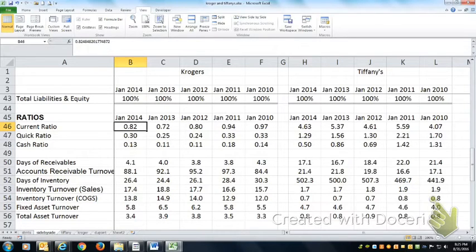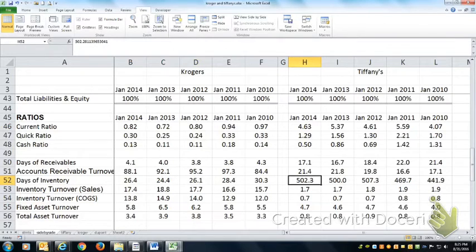Some of this is related to the other ratios. We see down here days of inventory. Now, in theory, days of inventory is how long it would take, if the firm didn't replace any of the inventories it sold, to empty the store. And we see that there's about 26 days' worth of inventory here in Kroger's store.